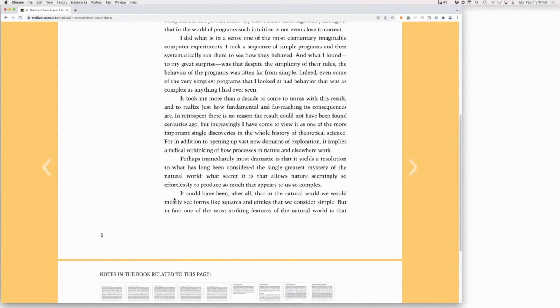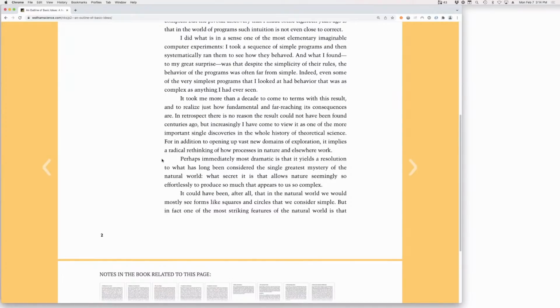I go on to say here, perhaps immediately most dramatic is that it yields a resolution to what has long been considered the single greatest mystery of the natural world: what secret it is that allows nature seemingly so effortlessly to produce so much that appears to us so complex.